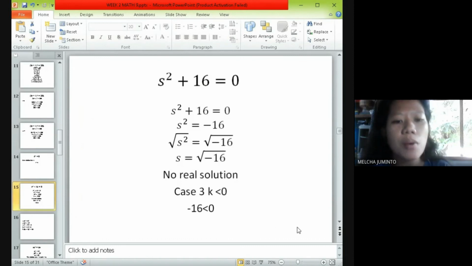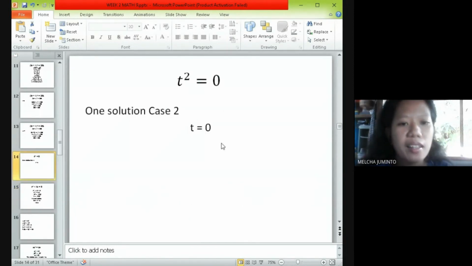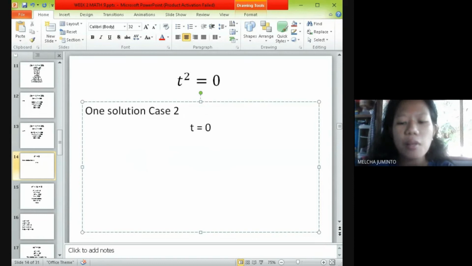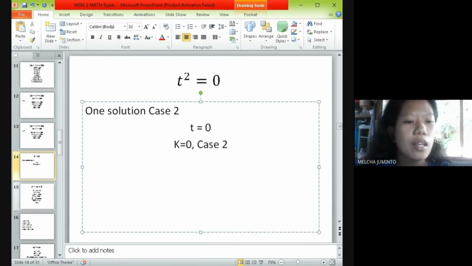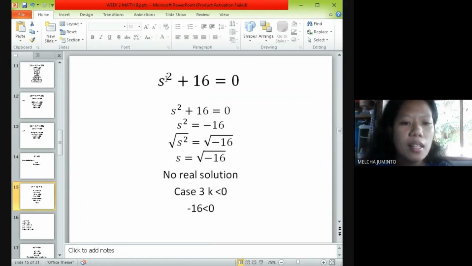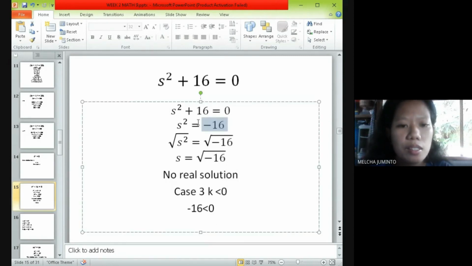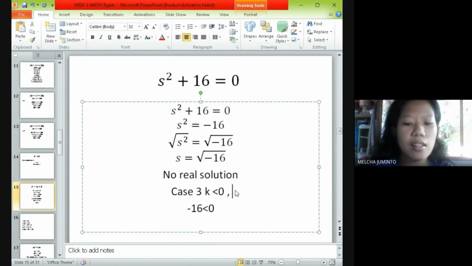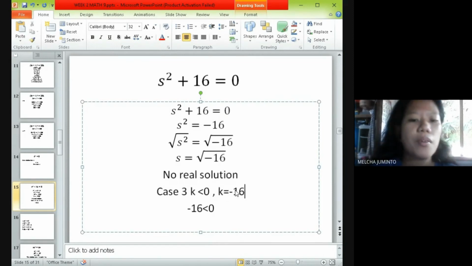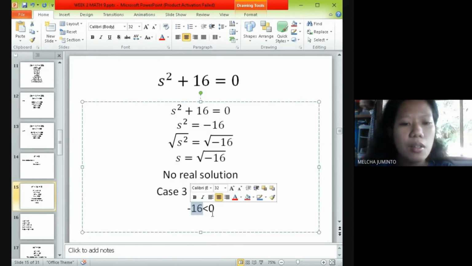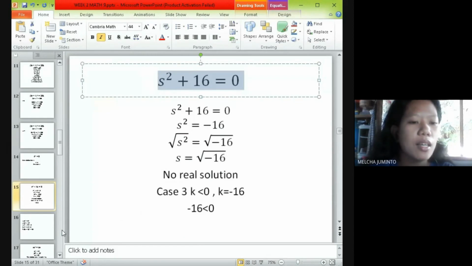Next is this one. T squared equals 0. Here, k is equal to 0. Therefore, this is in case 2. So, case 2, k equals 0. While this one is in case 3 because k here is equivalent to negative 16. We all know that negative 16 is less than 0 kasi negative number siya. Therefore, this example will fall in case number 3.